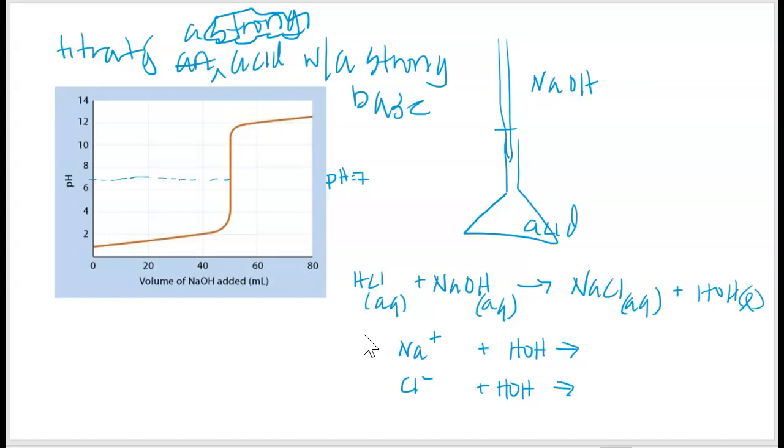So the question: we know that water is neutral, pH 7. What about the ions? Do the ions hydrolyze water, meaning do the ions react with water? In fact, sodium ion does not react with water, neither does chloride ion. So the sodium ion and chloride ion are pH neutral.